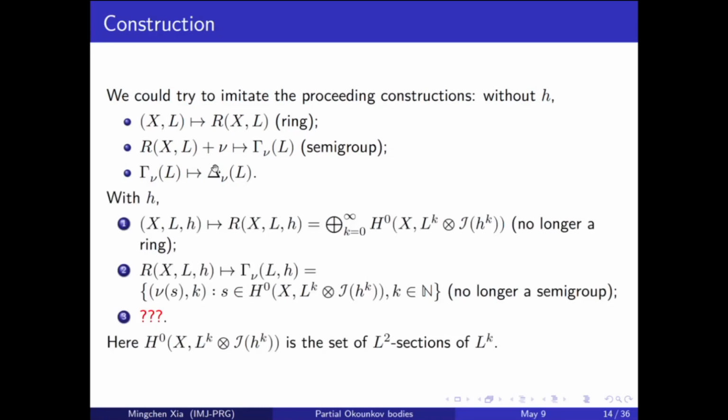But now if we add our singular metric H into the picture, what do we have? We begin with X, L, H, and we want to similarly construct a ring from the data. But in order to put H into the picture, the most natural way to do it is the following: we consider the section ring R(X, L, H).